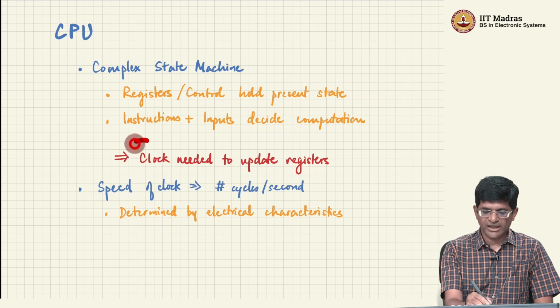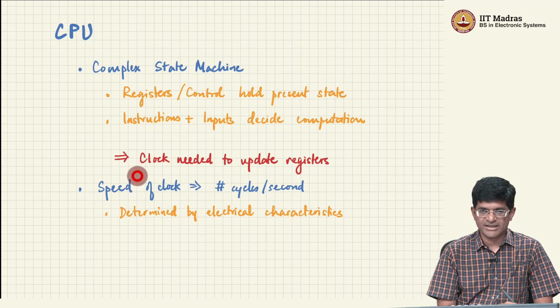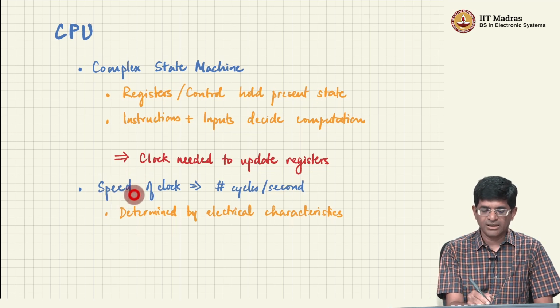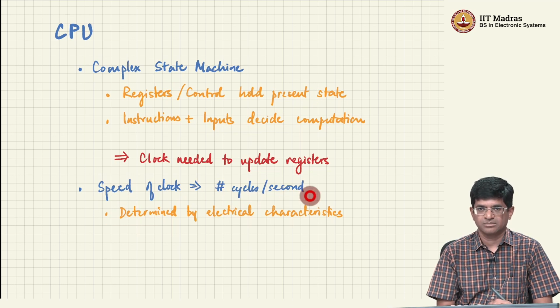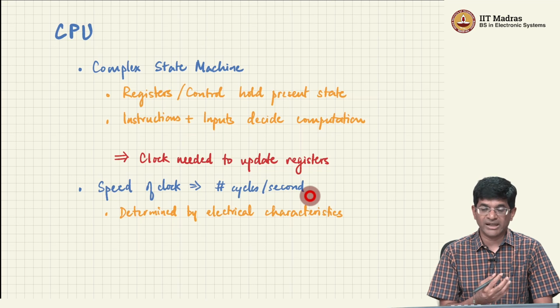All this means that you need a clock in order to update these registers, and that ultimately is the clock that we are referring to when we talk about the speed of a processor, right? So in general, the speed of a clock is measured in terms of the number of cycles per second. The idea being that if I have, let's say, 1000 cycles per second, I can potentially perform 1000 computations in 1 second. Typical speeds, even for simple microcontrollers, are probably in the range of more than 1 megahertz, meaning more than 1 million cycles per second.